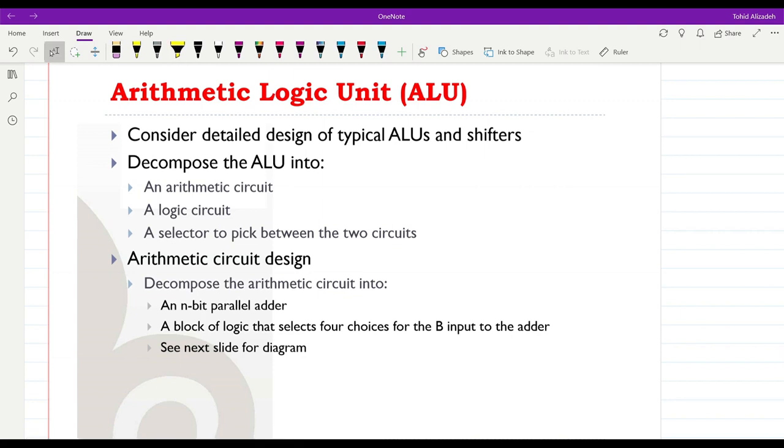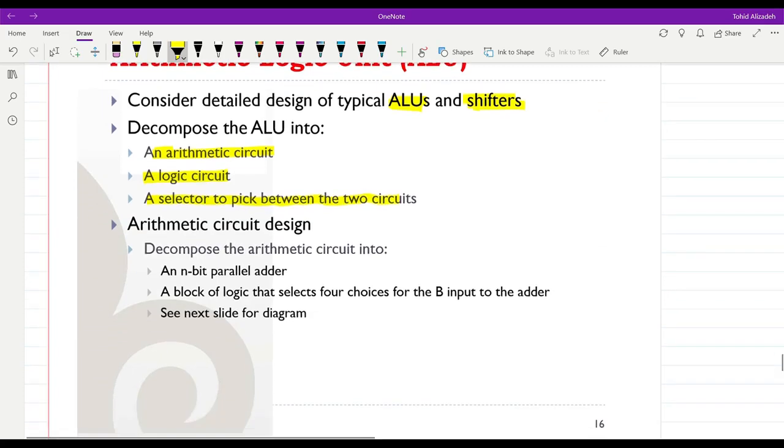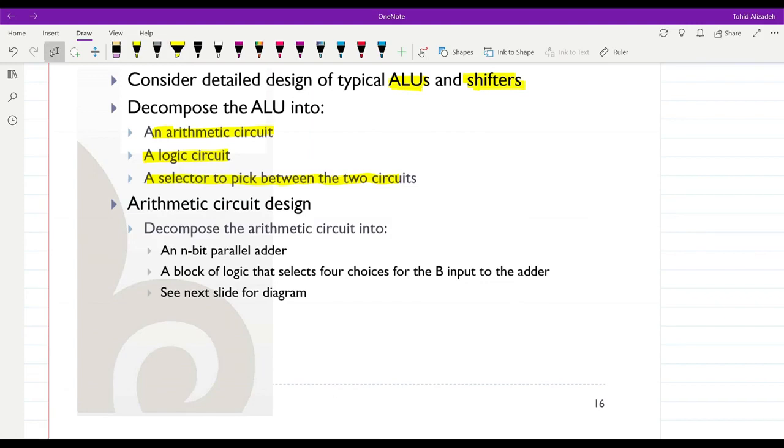For the arithmetic logic unit, we will consider the detailed design of typical ALUs and shifters. We will first focus on ALU and then consider the shifters later. For ALU, we will decompose it into an arithmetic circuit, a logic circuit, and then a selector to pick between these two circuits. First, we start with the arithmetic circuit design.